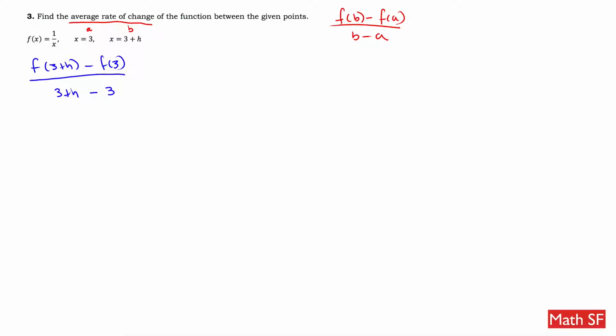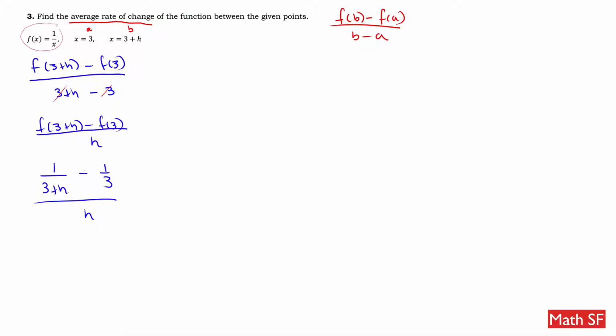Now look what happened to this. This is nice. This goes away and you're pretty much left with f of 3 plus h minus f of 3 all over h. Now the hard part here will be how to find f of 3 plus h. Well, gladly this is just a rational function with 1 over x, so it's pretty much the reciprocal, or 1 over whatever the input is. So this will be 1 over 3 plus h minus 1 over 3, all over h.